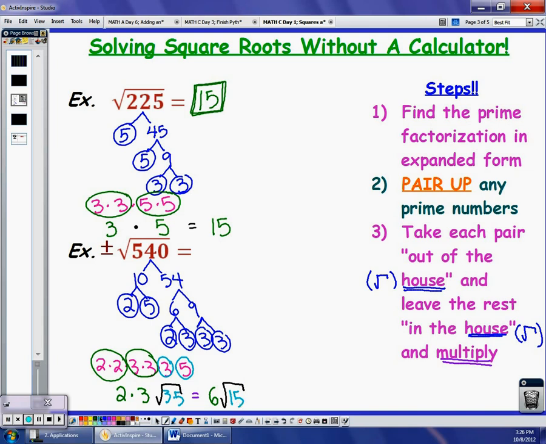However, when I write my answer as 6 root 15, I need to take a look at the problem again. The problem stated that I wanted both the positive and the negative answer. The symbol we can see is right over here with the plus and minus sign. So all I need to do is put the plus and minus sign with the answer, and our final answer will be plus or minus 6 root 15.